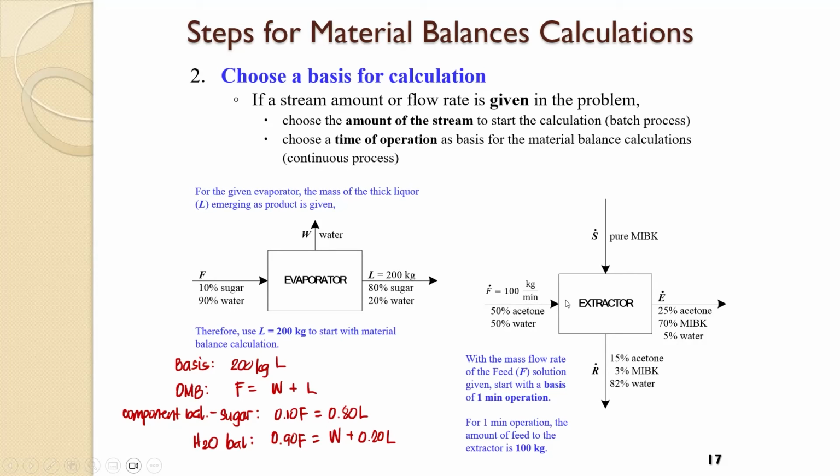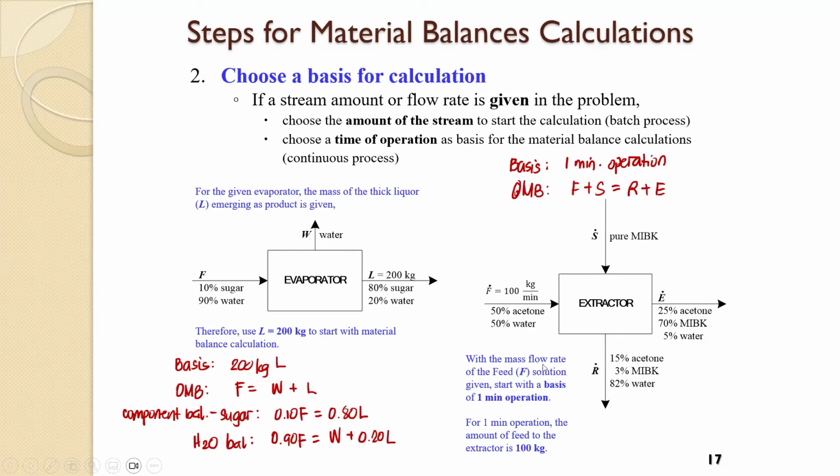You understand? So if I ask you, what's the overall material balance? It's no longer F per minute, because if I use my basis to be 1 minute of operation, the per minute gets cancelled. So my overall material balance now will be F plus S is equal to R plus E. So the feed plus some solvent is the extract plus the raffinate.